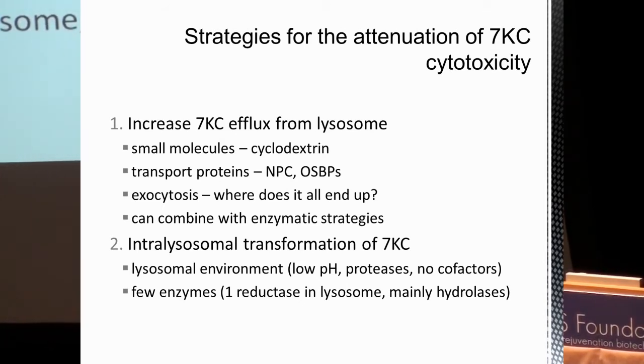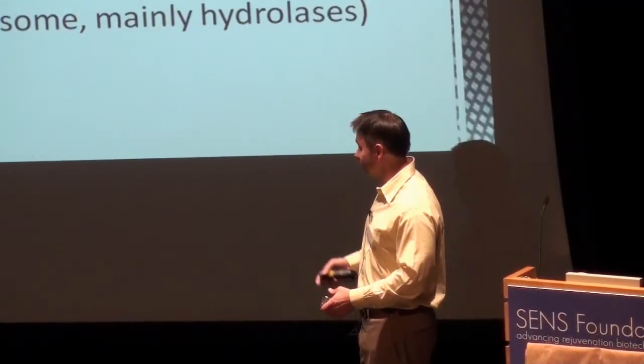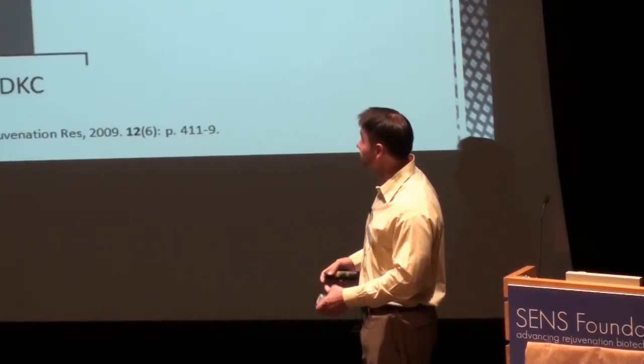The lysosomal environment is much different than the rest of the cell. It has a very low pH. There are a lot of proteases in there that would degrade any enzymes we might use. There's also a lack of cofactors in the lysosome, so it kind of ties our hands in what enzymes we could potentially use. In the lysosome, there's one known reductase, so there aren't a lot of redox enzymes, and most of the enzymes that are involved in steroid degradation, either microbial or mammalian, are redox enzymes. So we had to look for enzymes that were able to transform 7-KC, but weren't redox enzymes.